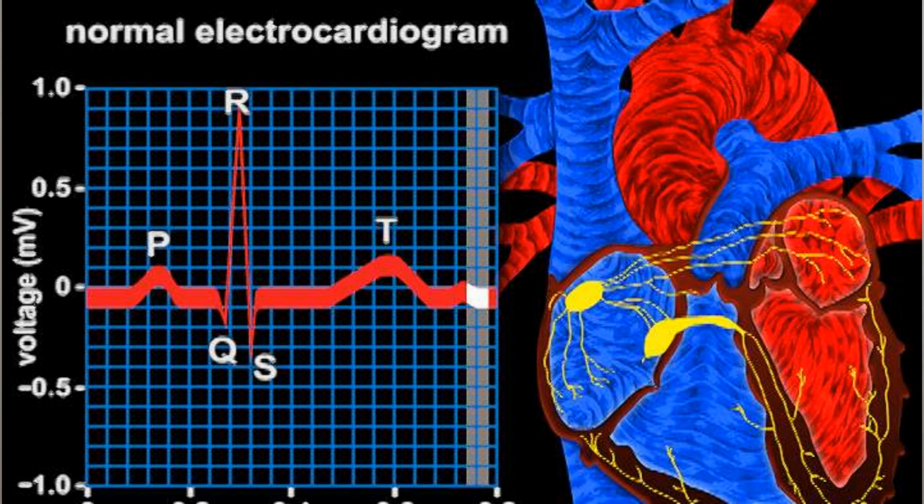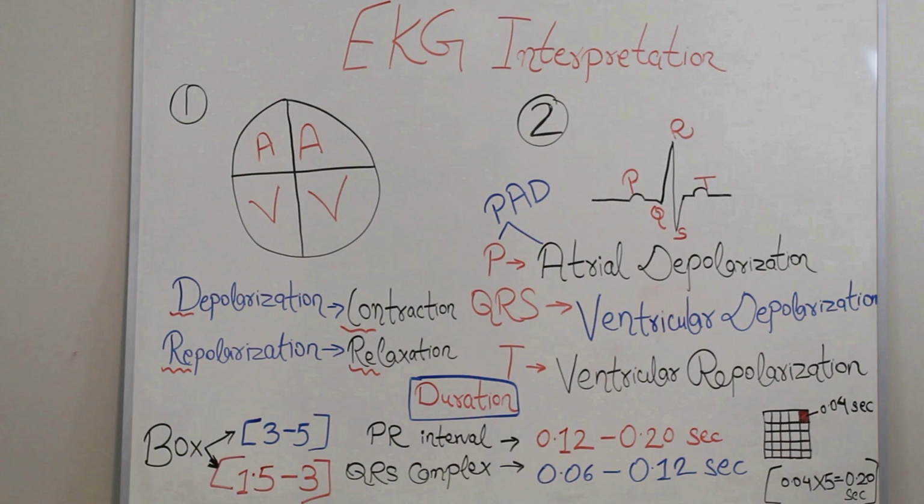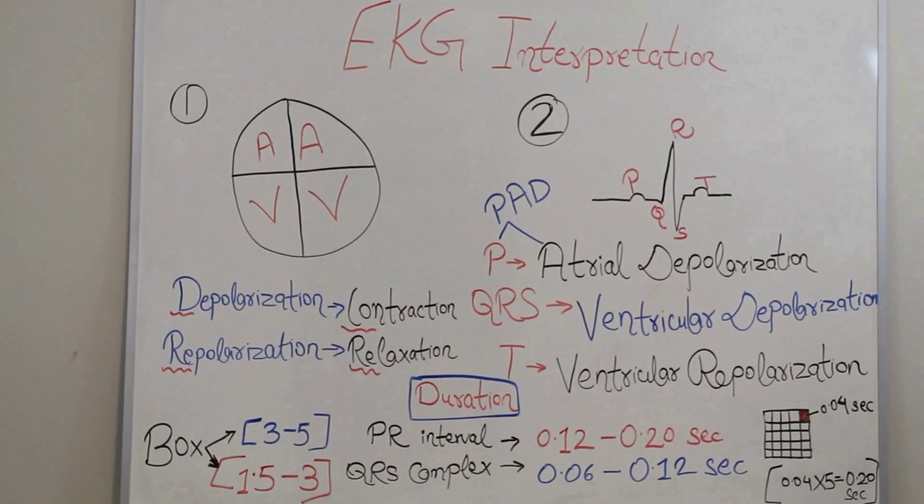We know that electrocardiogram is simply the diagnostic test that helps to measure the electrical activity of the heart, which means when the heart is either contracting or relaxing, it generates the electrical impulse. So EKG helps to measure how the electrical activity travels through the heart.